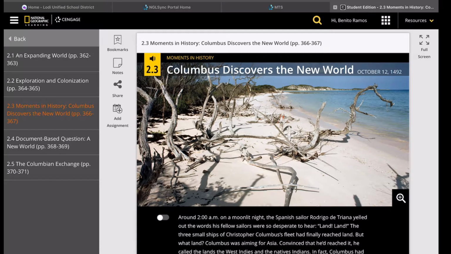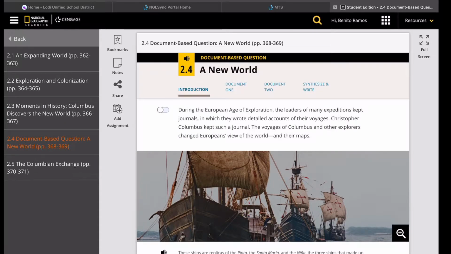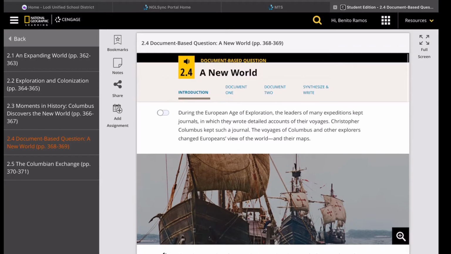So we recently covered moments in history, how Columbus discovered or landed in the New World, on pages 366 to 367. In relation to this, we will analyze two primary source documents, one which is the journal of Christopher Columbus himself, and the other one which is a map.